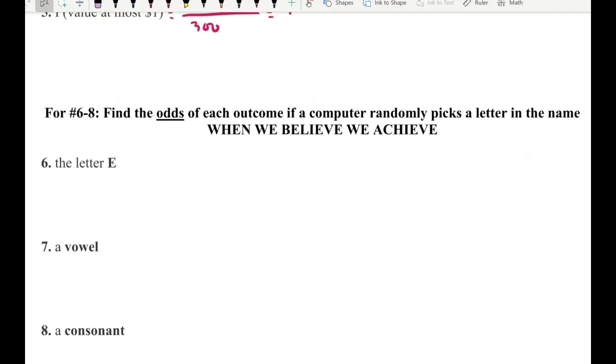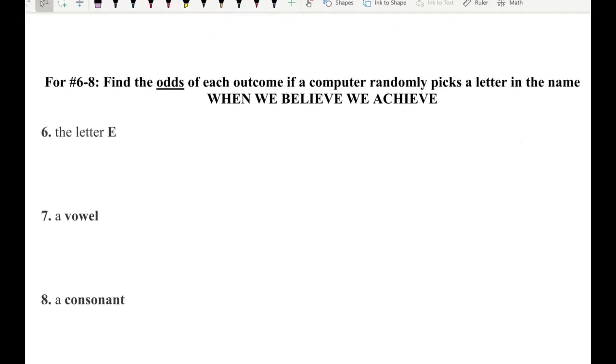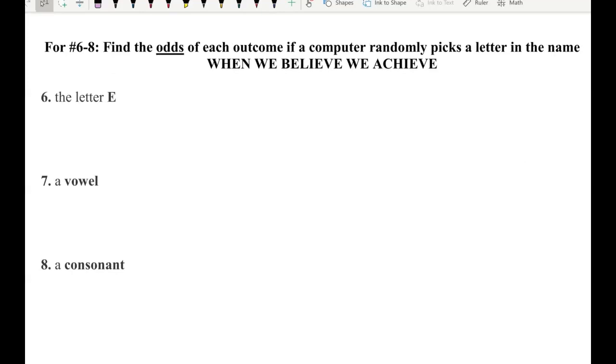Problems 6 through 8. So we talk about odds. What are odds? Odds is what you want over what you don't want.